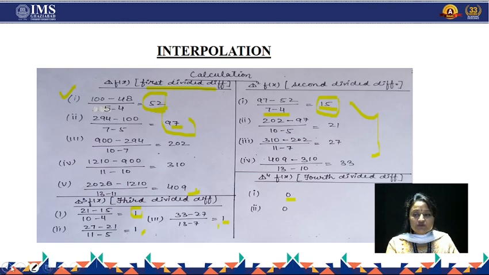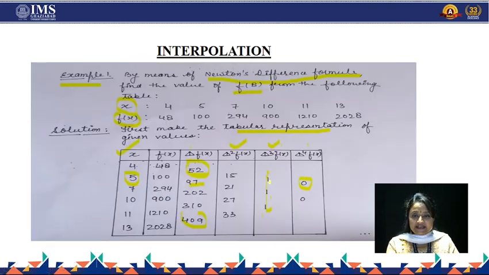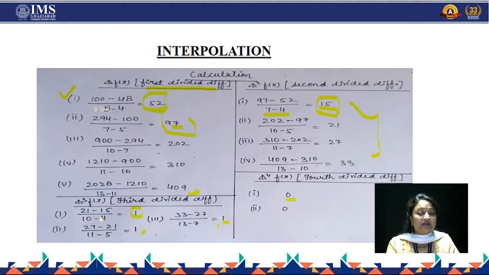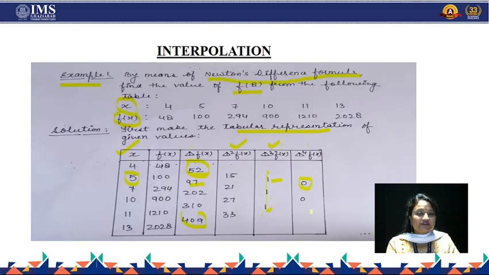Again, I am showing the previous slide. How do I get this one? This time it is 21 minus 15. But because this is the third divided difference, I am going to skip three values, and that is divided by 10 minus 4. Same here, 27 minus 21 divided by 11 minus 5. Similarly, the last one, 33 minus 27 divided by 13 minus 11. After this calculation, I get this tabular representation.